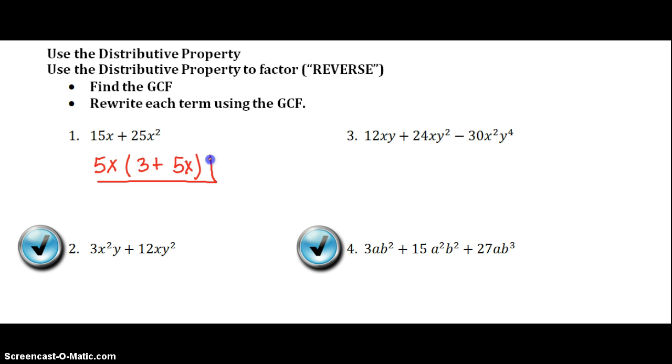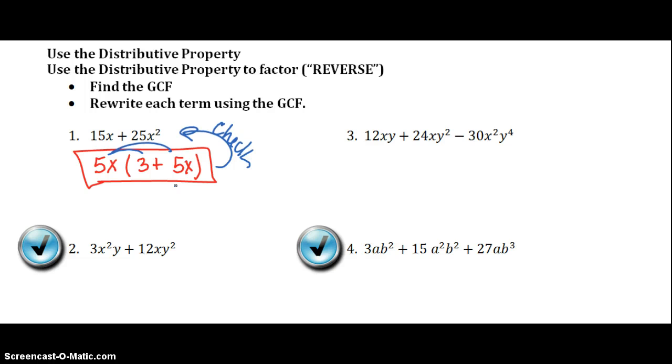I believe that's my final answer, but I can check my answer by distributing and seeing if I go right back to where I started. So that would be 15x, yes, and 5x times 5x would be 25x squared. So I was correct. So this was my checking it. You do not have to check, but it's a great idea.